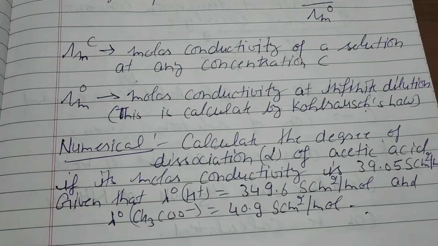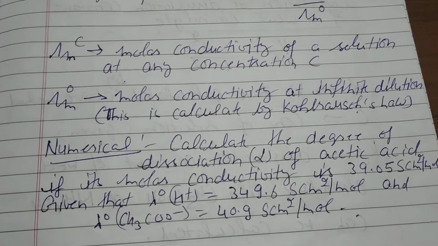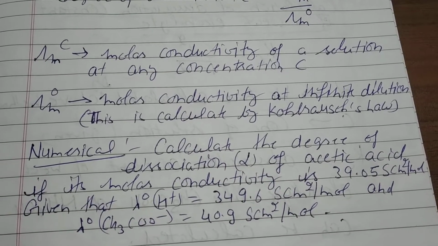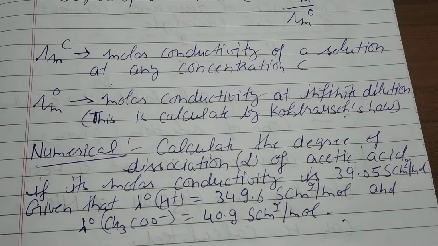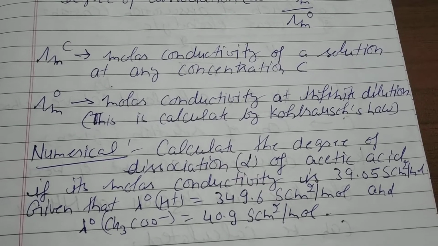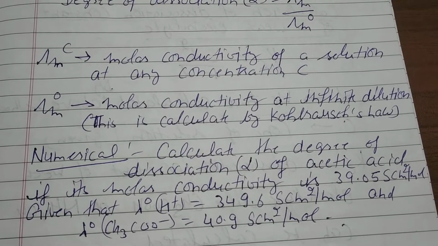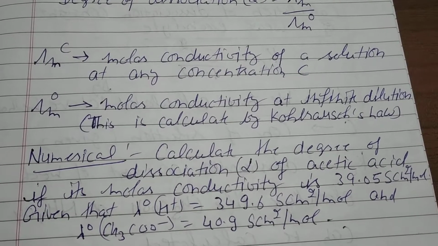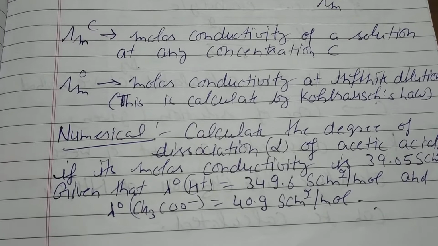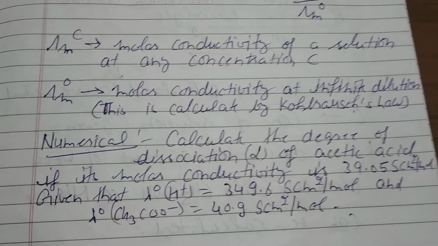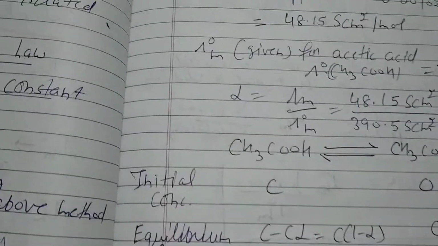How? One numerical is given. Calculate the degree of dissociation alpha of acetic acid if its molar conductivity is 39.05 Siemens centimeter square per mole. Given that lambda naught H positive is equal to 349.6 Siemens centimeter square per mole, and lambda naught CH3COO negative is 40.9 Siemens centimeter square per mole. So this is the numerical, and we have to calculate alpha.